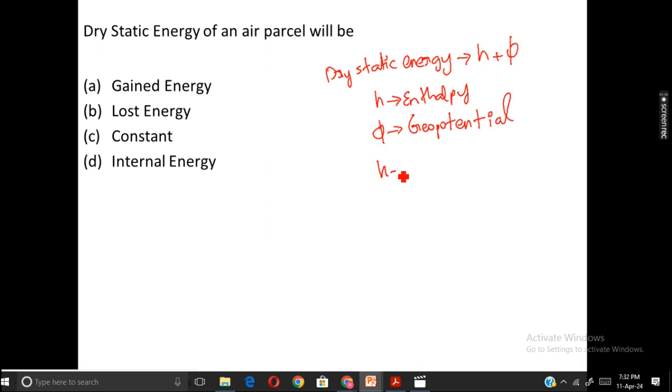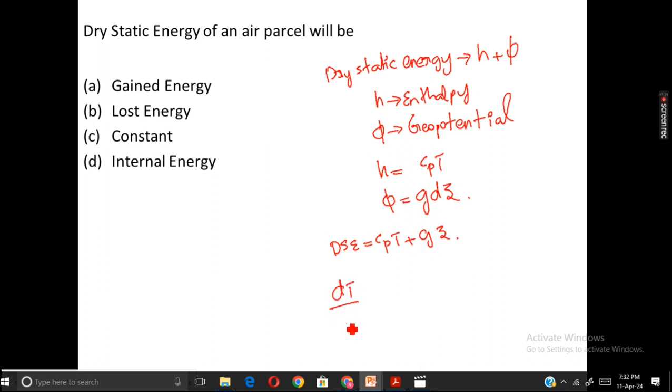So the enthalpy is basically Cp into T, and phi, the geopotential, is defined as g into z. So the dry static energy is Cp T plus g into z. So they are asking what is the dry static energy of an air parcel.